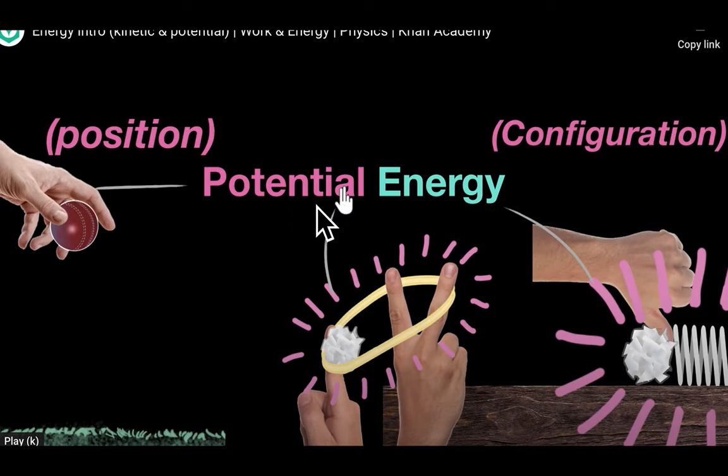The energy possessed by virtue of the object's position and configuration is known as potential energy. And when potential energy comes into motion, or the energy possessed by the motion of the object, that is known as kinetic energy. And all of you know, energy is neither created nor destroyed. It can change from one form to another form.